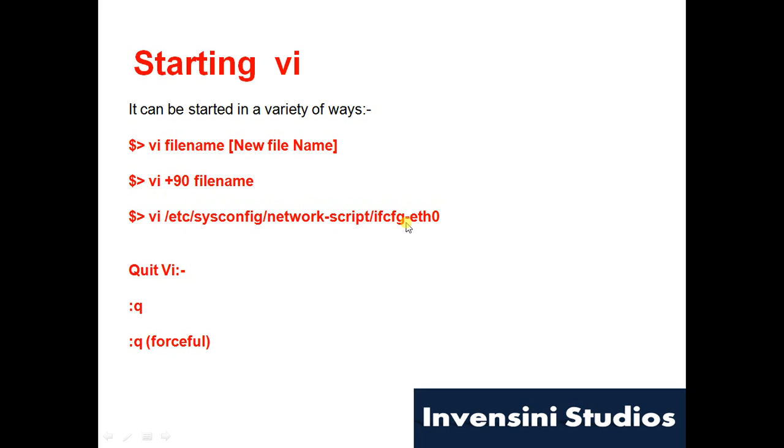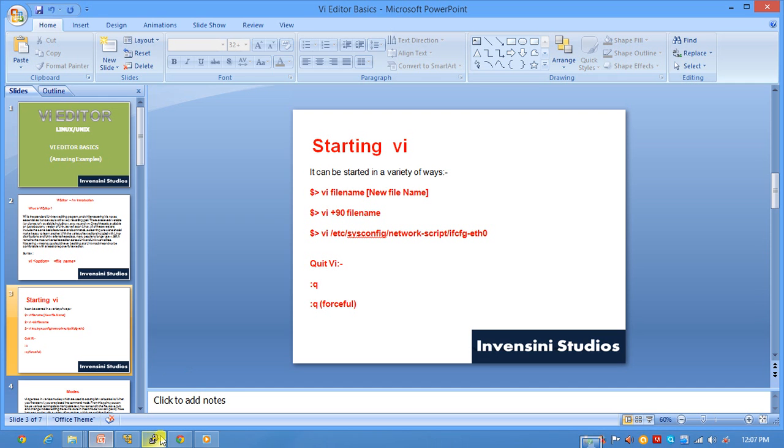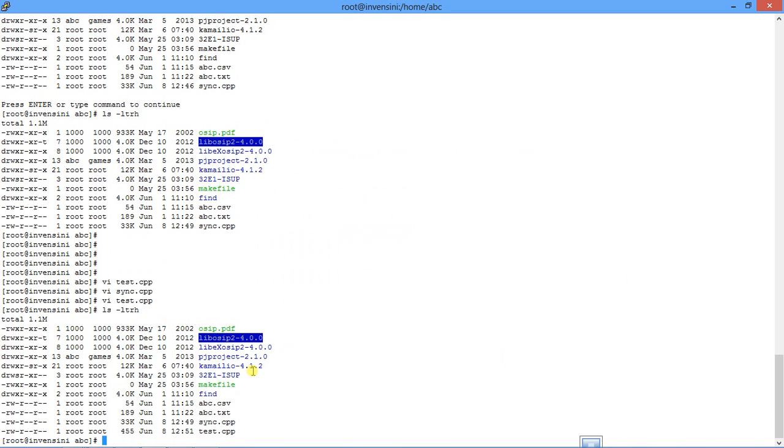Similarly, you can open any file which already exists, and once you have opened it, how to close it? Using colon q. I will tell you about the different modes of vi and how to work on them, but using colon q you actually close it, and then you can use colon q with an exclamation mark to do a forceful quit. Okay, so let's go into the tutorial section and let's see.